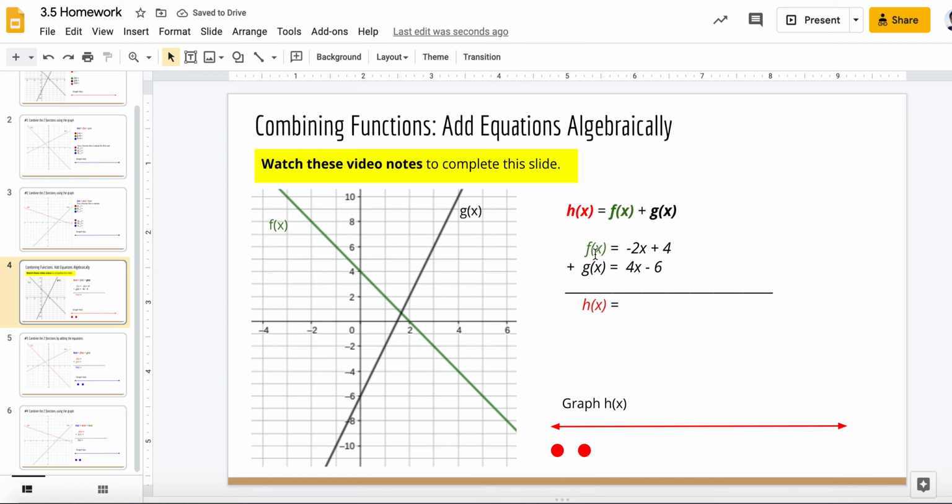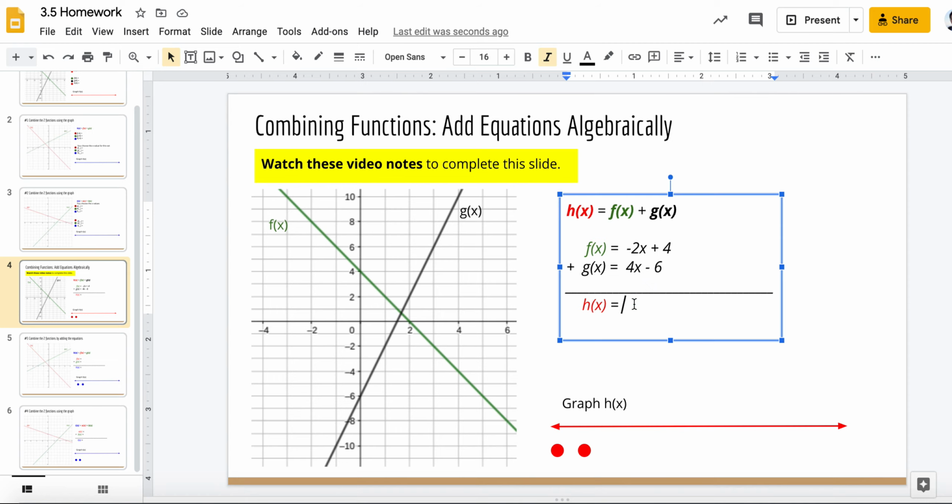Now that I have these two equations, since h of x is equal to f of x plus g of x, I can add these two equations together. First thing I can do is combine like terms by adding these two sets of x's together. So if I have -2x and then I add 4x to that, well, -2 plus 4 is +2, so I would be left with a total of 2x.